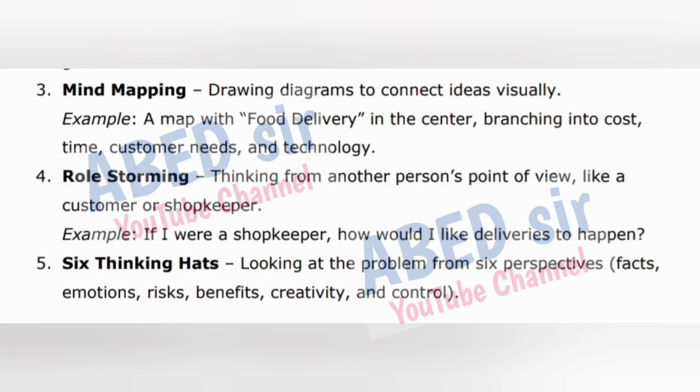4. Role storming, thinking from another person's point of view, like a customer or shopkeeper. Example: if I were a shopkeeper, how would I like deliveries to happen? 5. Six thinking hats, looking at the problem from six perspectives: facts, emotions, risks, benefits, creativity, and control.